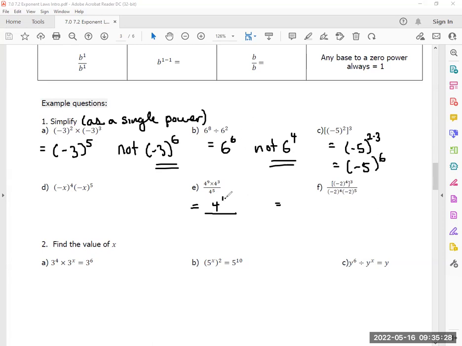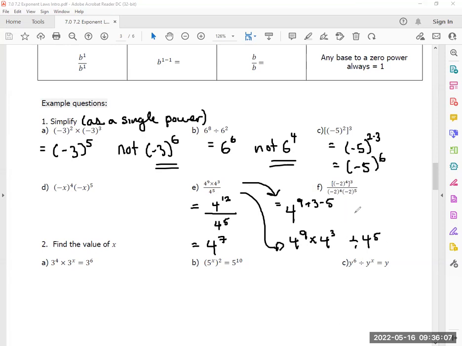Okay, and then I'm going to copy this on the bottom. Now what happens? Now it's a division. But if you think about what we did, we added and we subtracted. Seeing this, you can actually rewrite this as 4 to the power of 9 plus 3 minus 5, all in one go, if you wanted to. Because that's what it means, right? This right here is 4 to the power of 9 multiplied by 4 to the power of 3. And that entire thing is divided by 4 to the power of 5. So you can actually rewrite it as a single power with all of those exponents in one go.